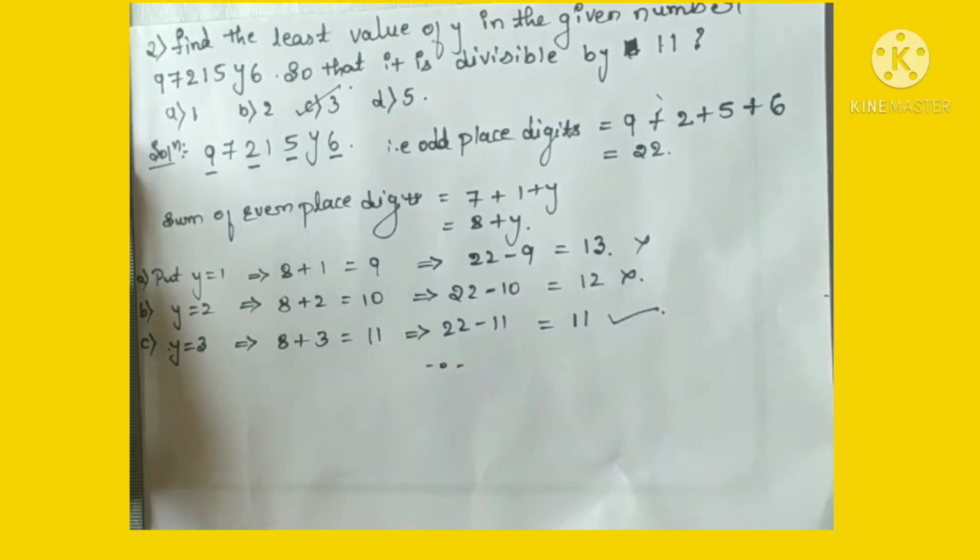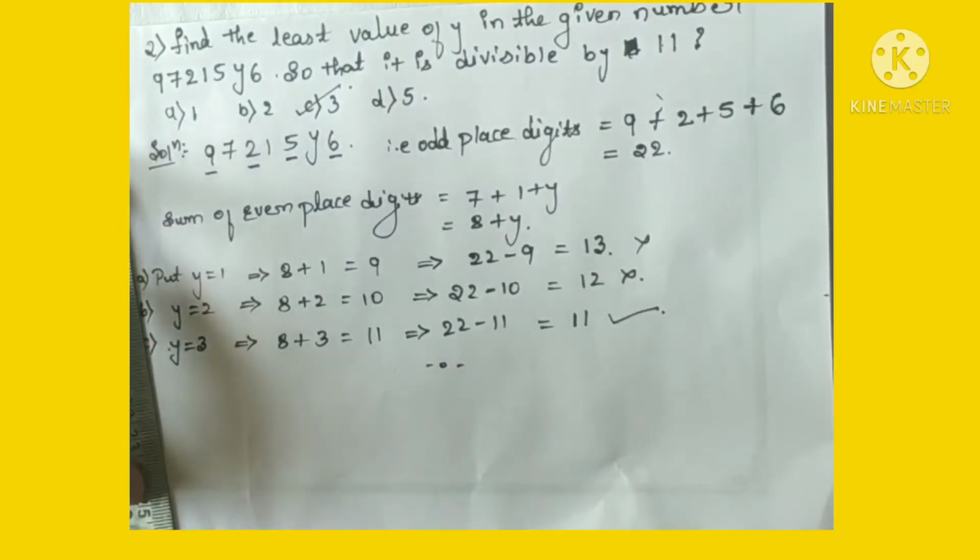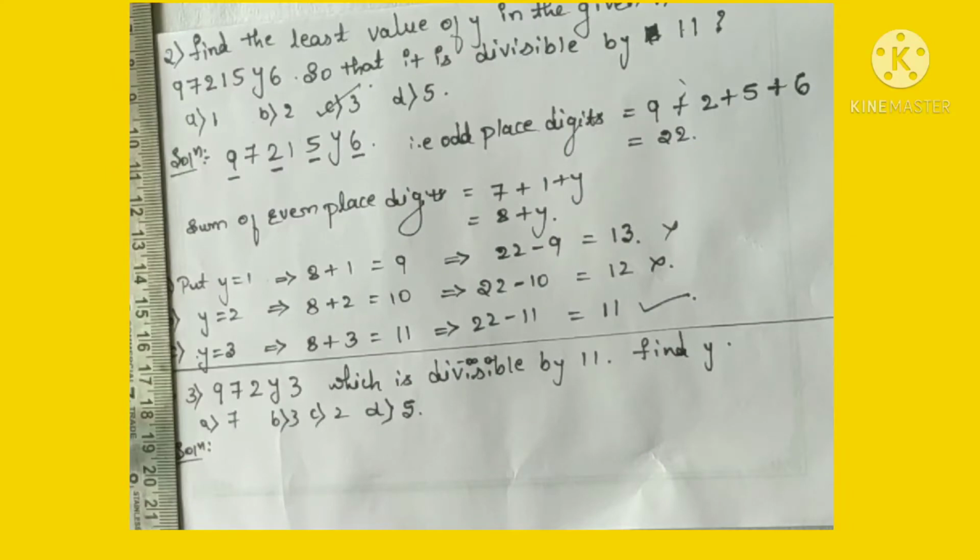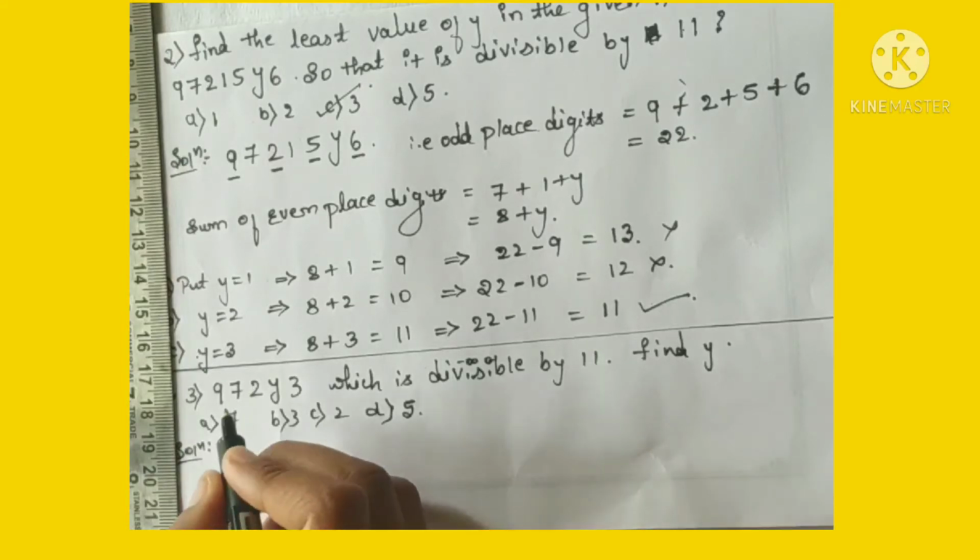Okay. Next we move on. Next question. Find the least value of y in the given number 972y3 which is divisible by 11, and the given options are 7, 3, 2, 5. This is also similar to the above problem. Here we have to apply the divisibility rule of 11, that is the difference of the sum of the odd place digits and the sum of the even place digits.